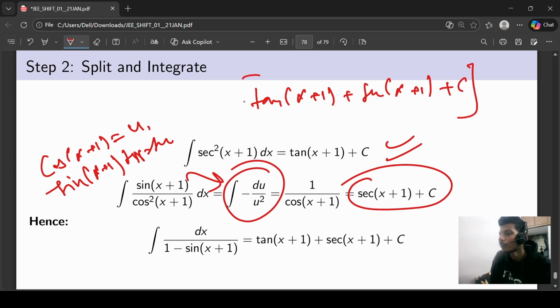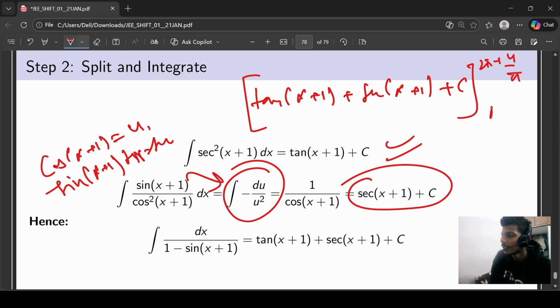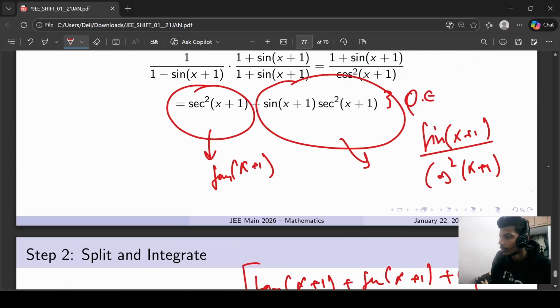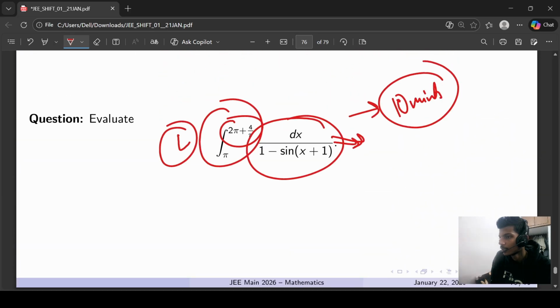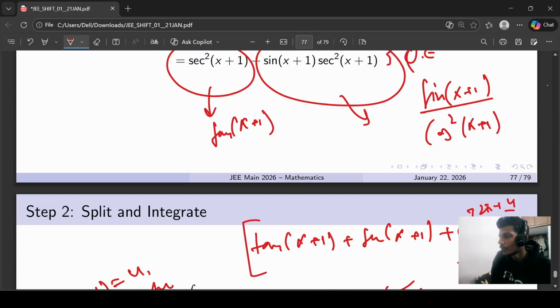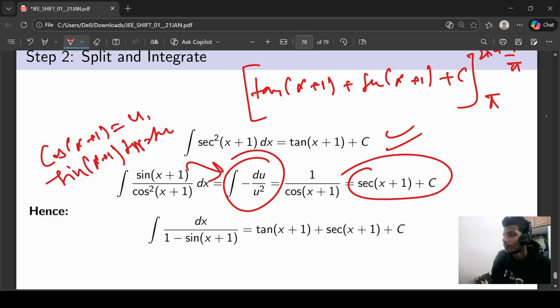Now we have to put the limit. Limit is from 2 pi plus pi by 4, I think. And here I will get pi, I think so. Just a second. Yeah, limits are from pi to 2 pi plus pi by 4. Okay, so till now we have done.